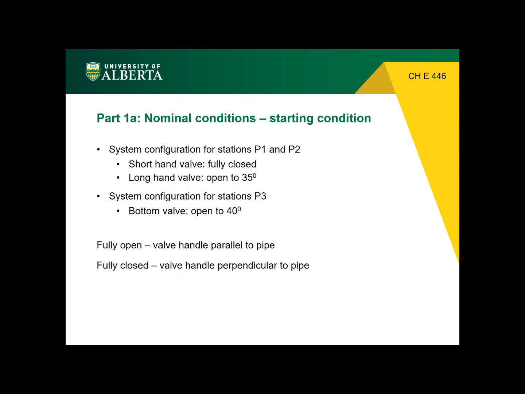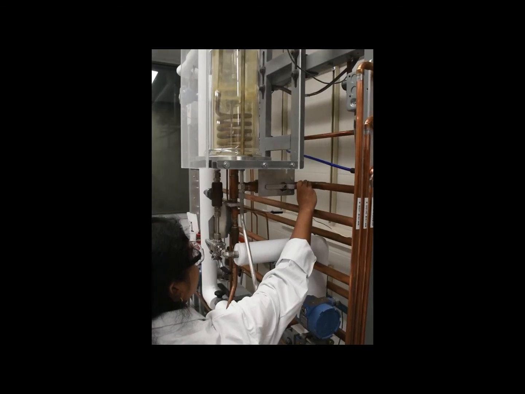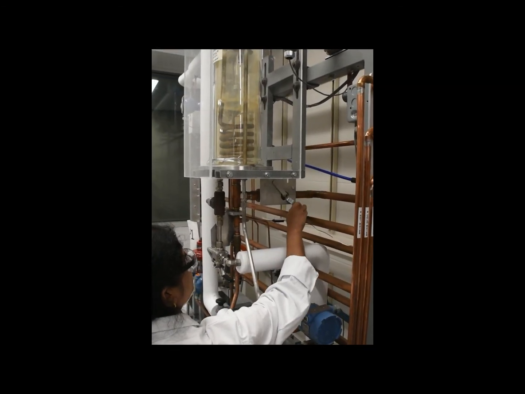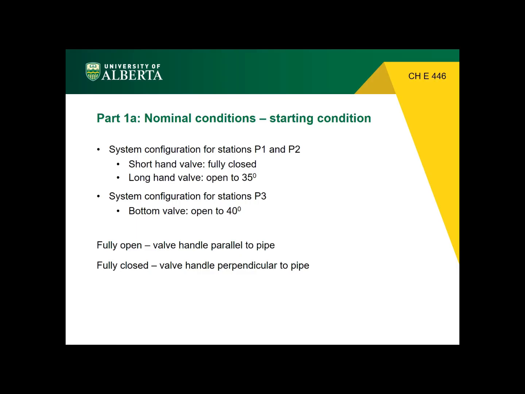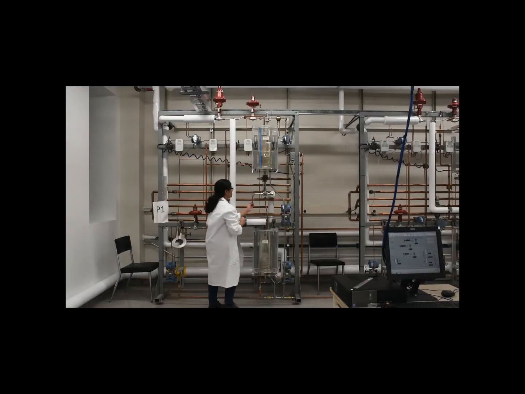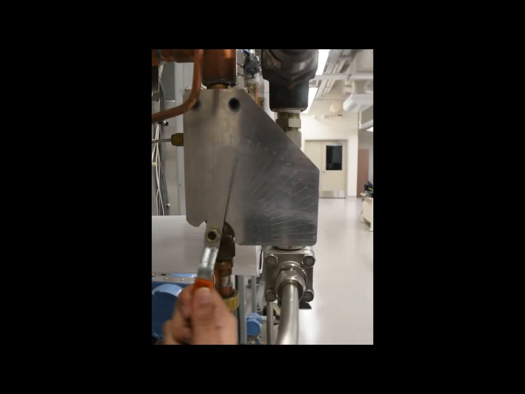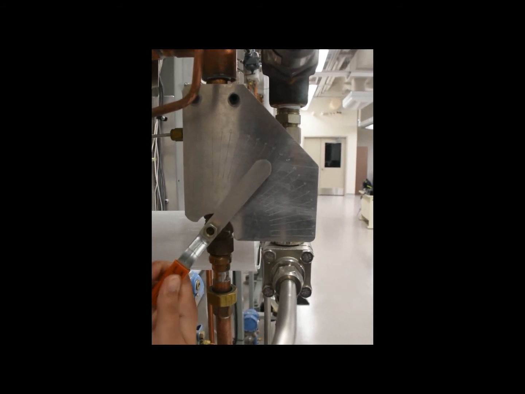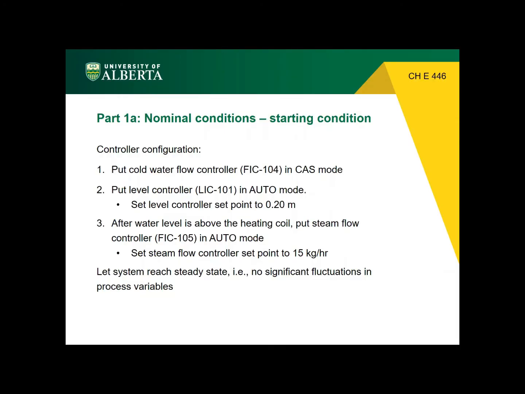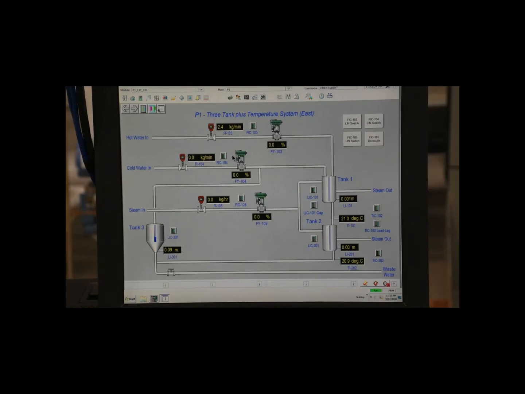There will be one drain valve in station P3, so set the drain valve to 40 degrees if you're in station P3, but for the other stations P1 and P2, fully close the shorthand valve. And then set the longhand valve to 35 degrees. There are degree markings, so we set it at 35 degrees. Once the station is set up, we can go to the computer station and do the other things in our Delta V system.